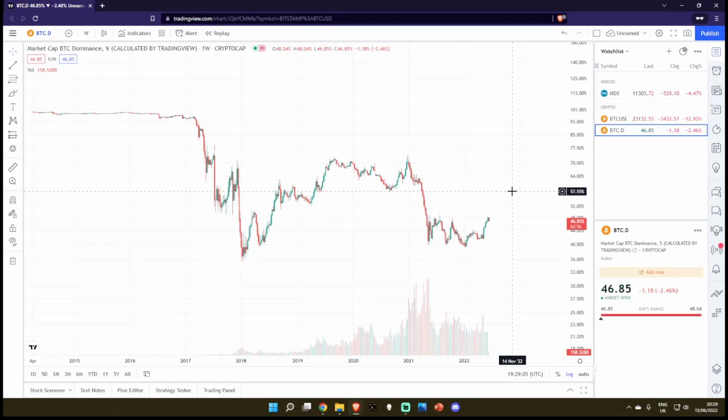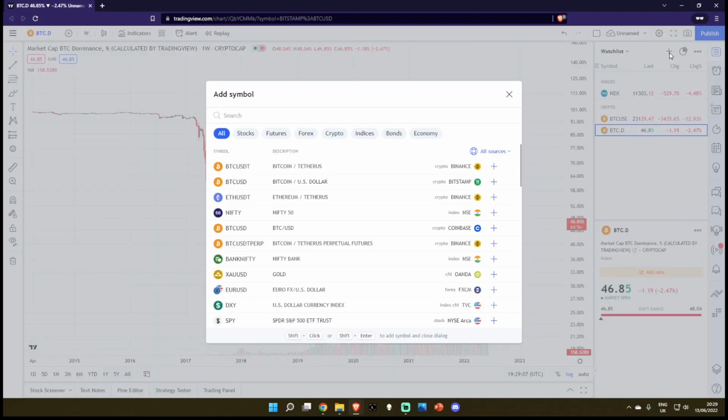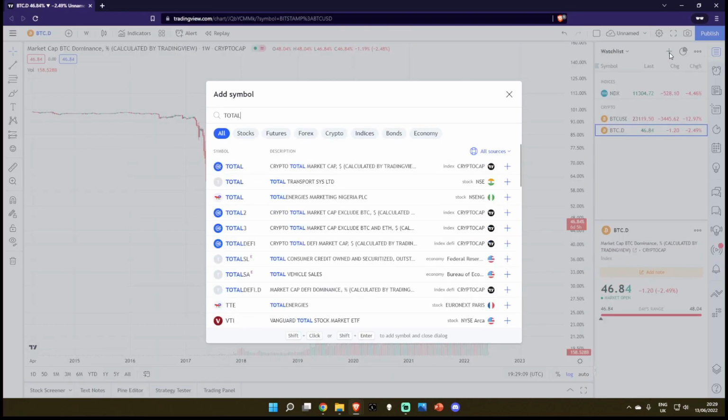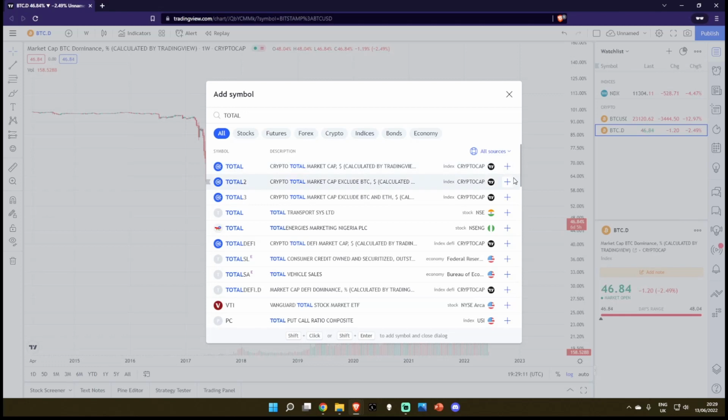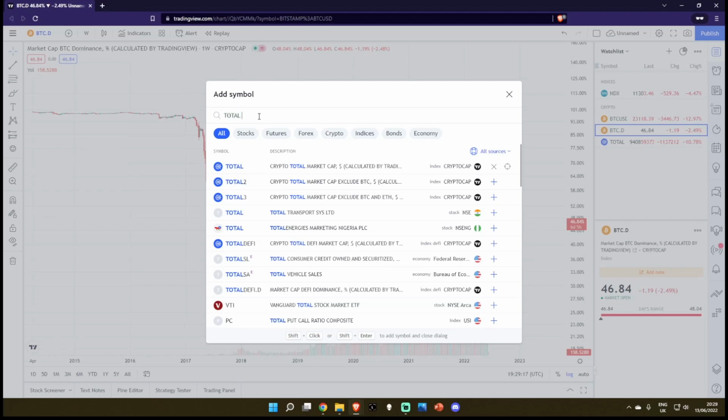So for the third chart, I actually have a triple whammy for you. I couldn't decide whether I should just give you one or all of them. So I'm going to decide to give you all of them. So what you want to do is type in the word total, and you'll see total 1 and total 2 pop up. You also do have total 3, and you also have total DeFi. If you do want to poke around in these, then by all means go ahead. But in my opinion, these two totals are the most important ones to keep your eyes on.